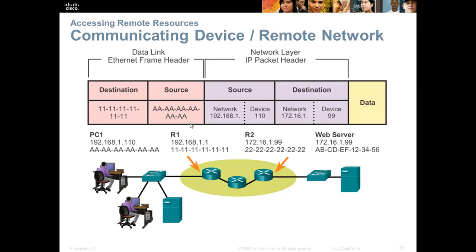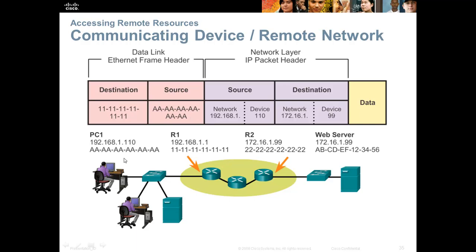So let's pretend, for example, that PC1 here wants to communicate with the web server. So when we encapsulate our data segment, the first thing we're going to add into it is our IP addresses. Source, who we're coming from, PC1, 192.168.1.110. We're going to the web server at 172.16.199. Again, these will never change throughout this communication process. What is going to change here is our MAC addresses.